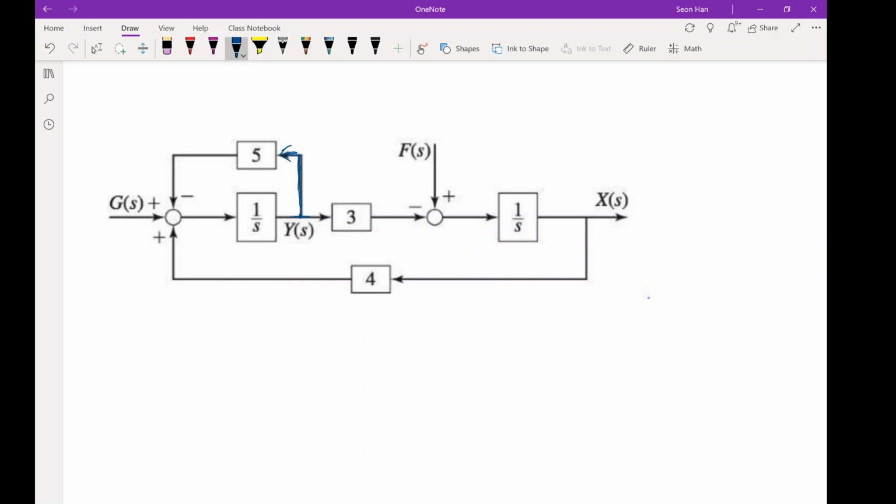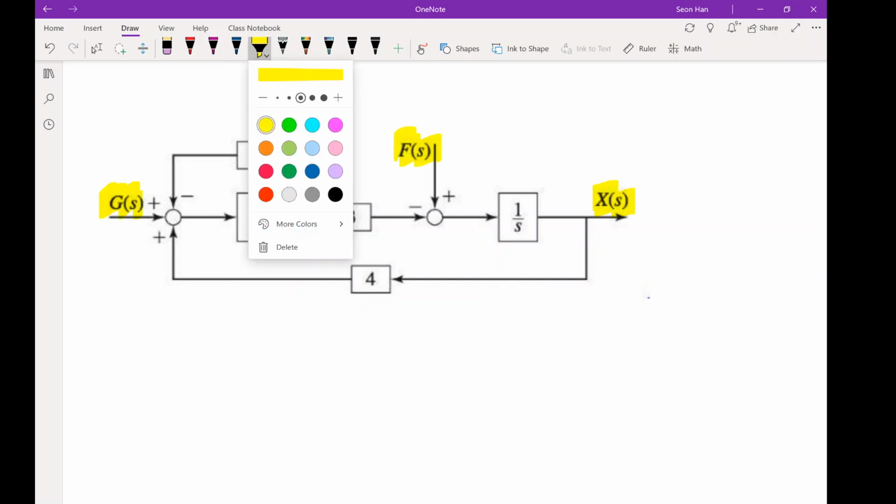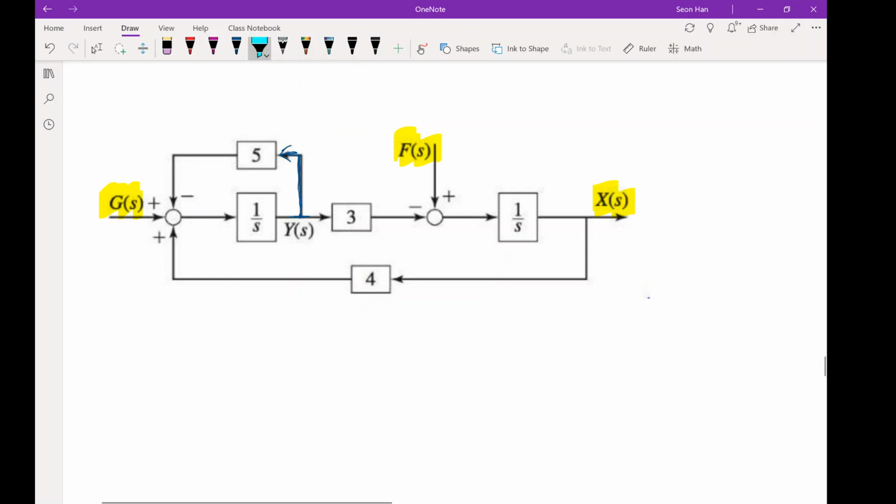So let's try. Now that's your output and two inputs. Should I have changed the colors like this? Ooh, it became green. There we go. Now let's see. This is x, that means this is x. This is 4 times x. And then this one has got a problem because this is G plus 4x minus what? Minus 5 times what? I don't know what that is.